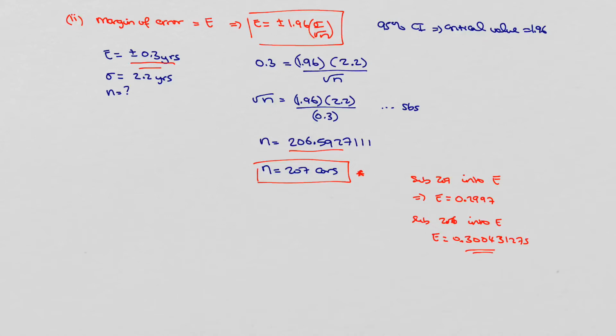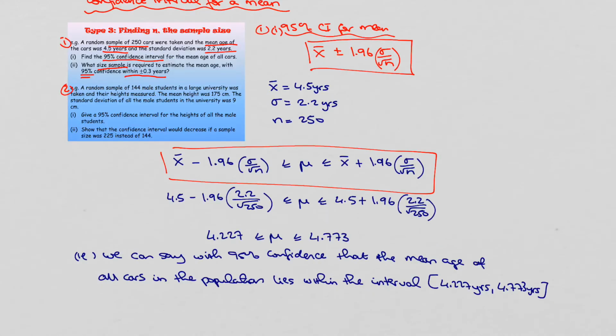Okay, so the next one then is, well, what happens if we're looking at changing the sample size? So we're going to look at example 2 here, where we have a random sample of 144 males, students studying in a large university, and their heights are measured. Our mean height of the sample is 175 centimetres, and the standard deviation of all the males in the university was 9 centimetres. As I said in the PowerPoint, it's rare we're ever given the sample standard deviation, so we always take the population standard deviation if that's the case.